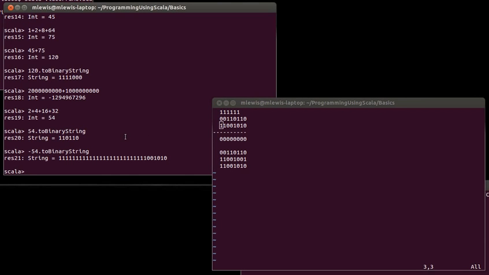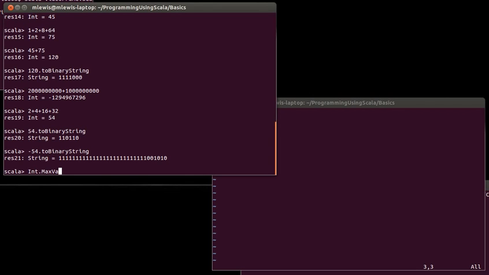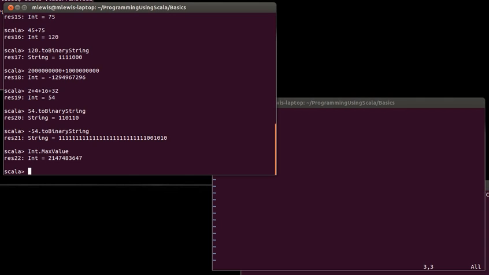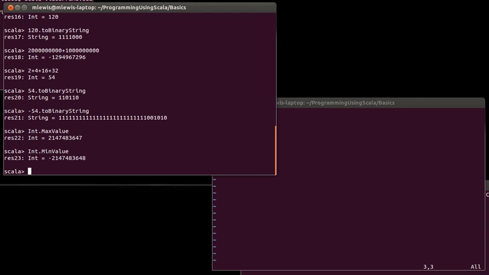So I mentioned that an int is 32 bits. You can actually ask the int how big and how small it can get. It turns out that the biggest number you can represent in the 31 bits that you have, remember this top bit winds up telling you that you're negative, the biggest number you can represent below that is this. It's a little over 2 billion.